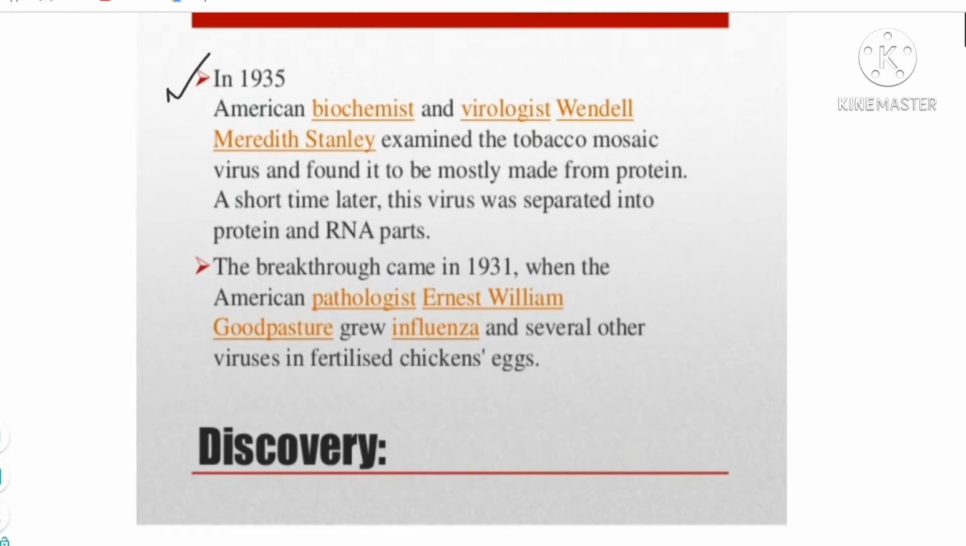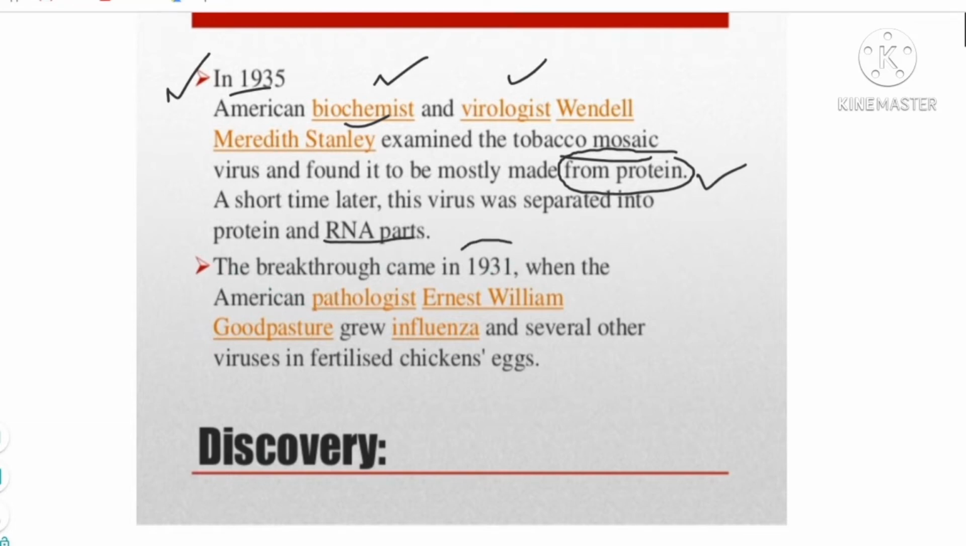In 1935, the biochemist and virologist Stanley first examined the tobacco mosaic virus and found it is mostly made from protein. This was the first scientist, Stanley, who first demonstrated that this virus is made from proteins. A short time later, this virus was separated into protein and RNA parts also.